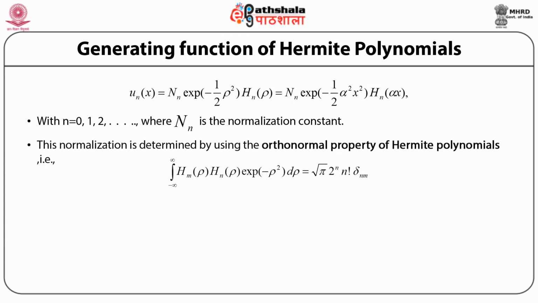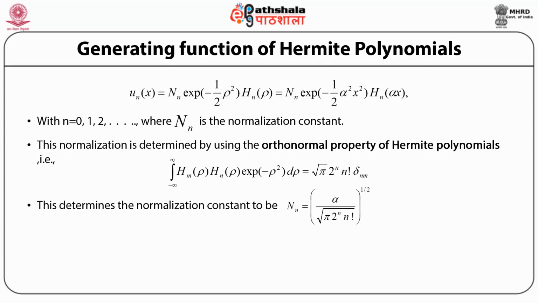This normalization is determined by using the orthonormal property of Hermite polynomials, that is, the integral from minus infinity to infinity of H_m(rho) into H_n(rho) into exponential of minus rho square d rho is equal to square root of pi into 2 raised to power n into n factorial into delta_mn. This determines the normalization constant to be N_n is equal to alpha by square root of pi into 2 raised to power n into n factorial, all under the root.